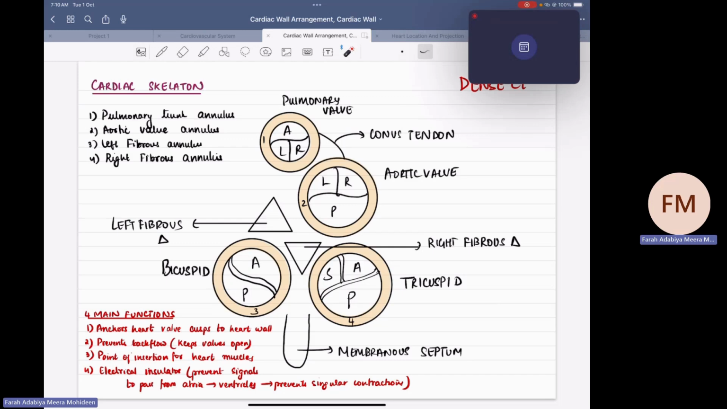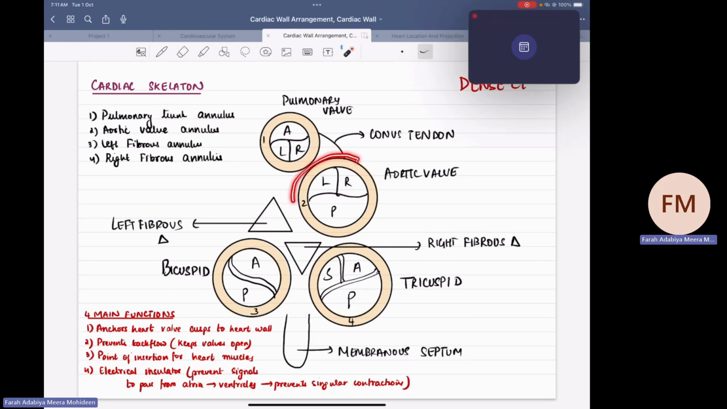And okay, so first thing, you have your pulmonary valve, okay? Then you have your aortic valve, okay? And both of these have a connection called conus tendon, okay? Now, your pulmonary valve itself has three cusps: anterior, left, and right. Okay, and these are the separations, right?